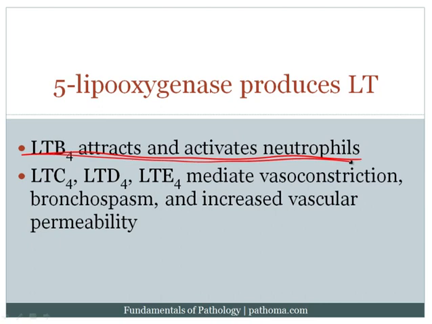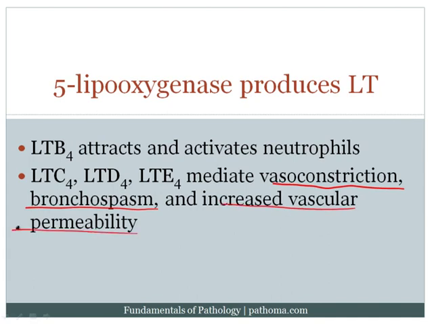Another group of leukotrienes that are important are leukotriene C4, D4, and E4. Now, what leukotriene C4, D4, and E4 do is they mediate vasoconstriction, they cause bronchospasm, and they increase vascular permeability. So three actions: vasoconstriction, bronchospasm, and increased vascular permeability.